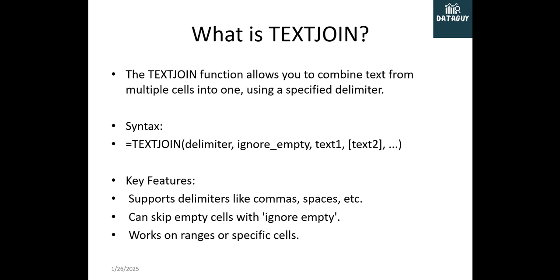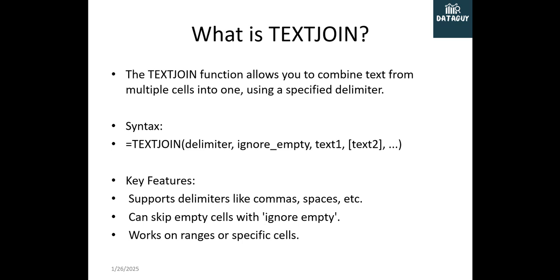All right, so what is TEXTJOIN? Just from the name, the TEXTJOIN function allows you to combine text from multiple cells into one using a specified delimiter. The syntax is TEXTJOIN, open parentheses, delimiter, whatever that delimiter could be. It could be a comma, it could be a space, then comma, ignore_empty, comma, whichever the first text field is, then the second text field, and so on, keep going, right?